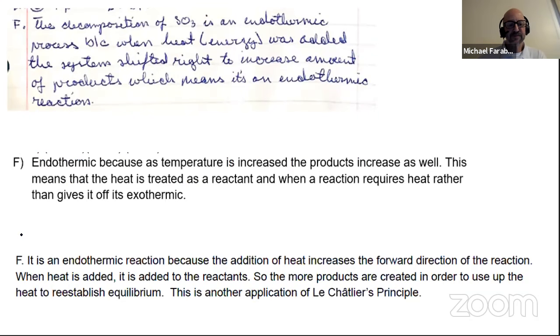Now, here's some problems. The decomposition of SO3 is endothermic. Okay, looks good so far. Because when heat was added, the system shifted toward the right. Notice that they never mentioned anything about the data in the table. Okay, the question asked you to justify your answer in terms of the data in the table. They're talking about a shift toward the products, but they're not mentioning anything about Kp.